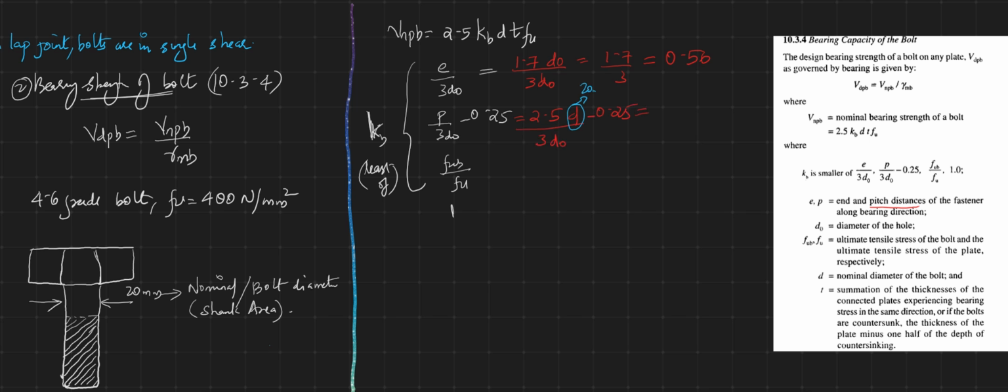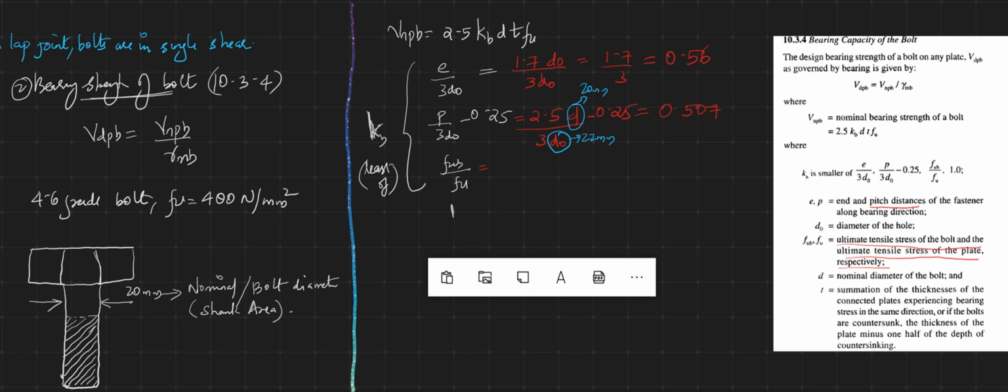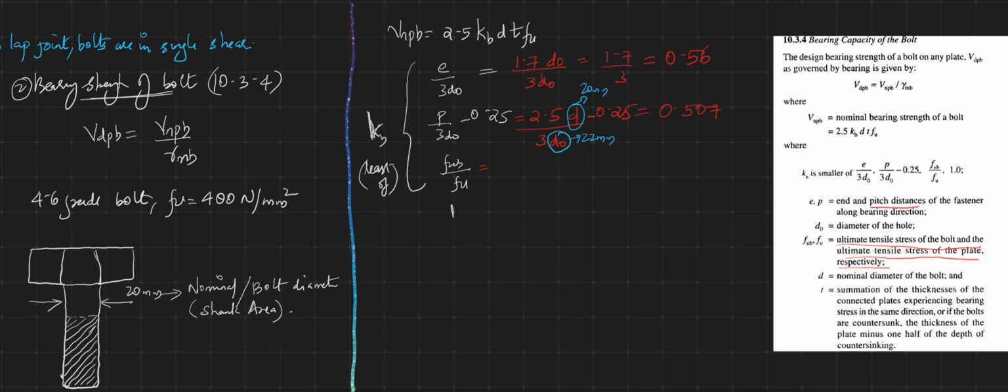We'll get this value as 0.507. Now the third one is KB must be the least of FUB divided by FU, where FUB is the ultimate tensile strength of the bolt and FU is the ultimate tensile strength of the plate. So you know FUB is what? For a 4.6 grade bolt, FUB is 400, and FU for FE 410 grade steel is 410. So you'll get this value as 400 by 410, that is 0.97 or 1.